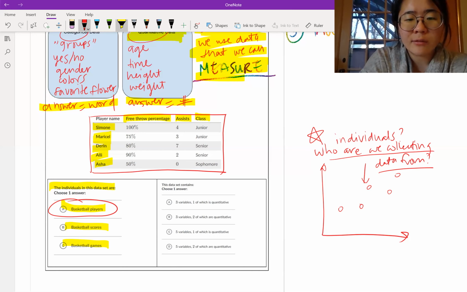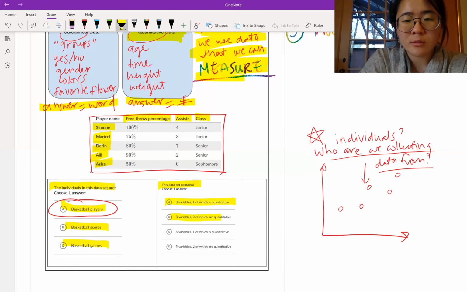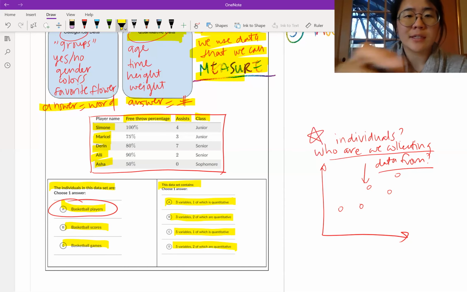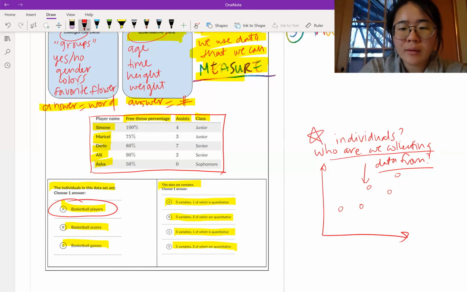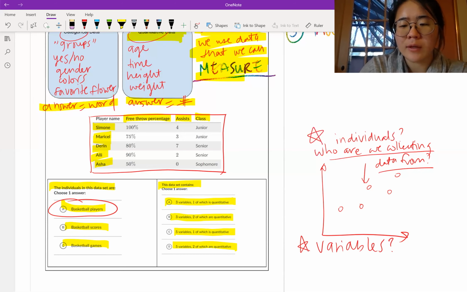Does it contain 3 variables, one of which is quantitative? Does it contain 3 variables, 2 of which are quantitative? Or 5 variables, 1 of which is quantitative, or 5, 2 of which are quantitative? So when I'm talking about variables, what am I asking about? What are we studying? What kind of data are we collecting? What data are we collecting?